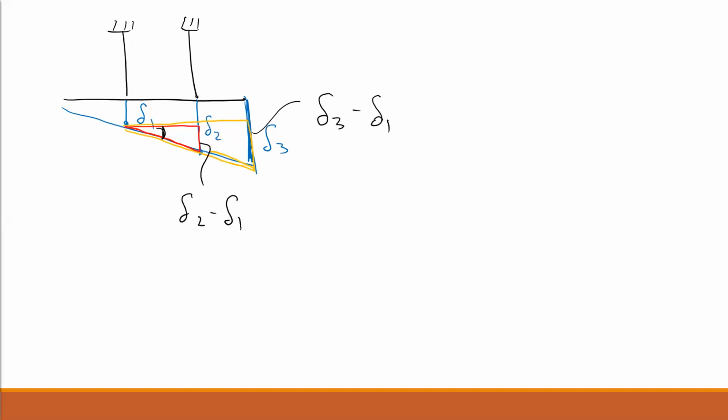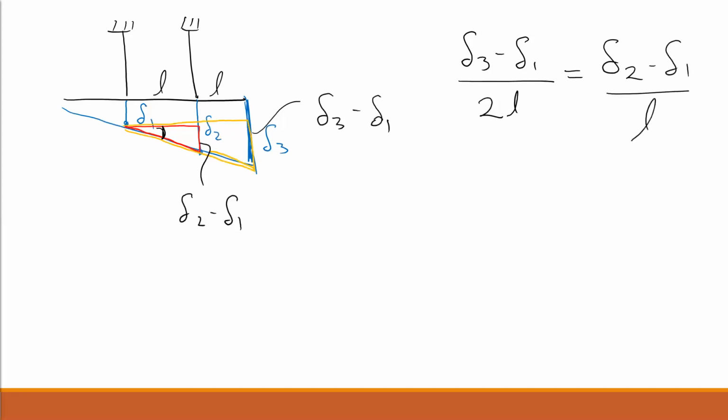So from similar triangles, if we look at the big triangle, we have del 3 minus del 1 over 2L, right? Because this was L and that was L. That has to be equal to the littler triangle, del 2 minus del 1 over L, which tells us that del 3 is going to be equal to 2 times del 2 minus del 1.